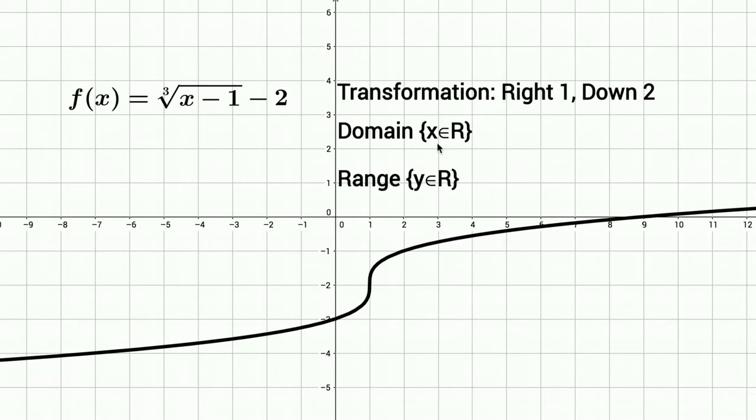What's going to be the domain? Since this is a cube root function, there are no restrictions. So my x, my input, can be any real number. What about the range? Again, this is a cube root function. Your x can be any real number, and your y can be any real number.